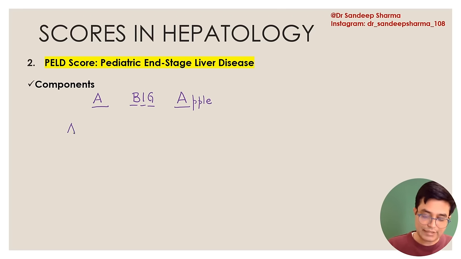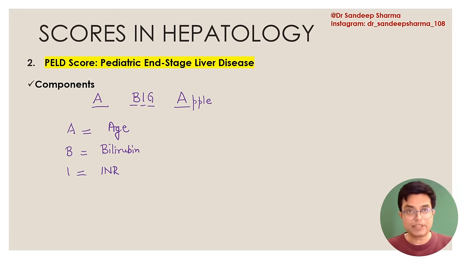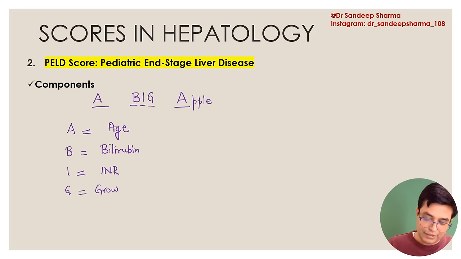The first A stands for age of the child. B stands for bilirubin, that is serum bilirubin level in the patient. I stands for the same INR, international normalized ratio. G stands for growth failure. So growth failure parameters need to be considered here. And last A stands for albumin.